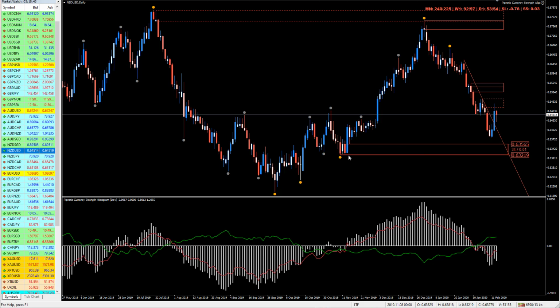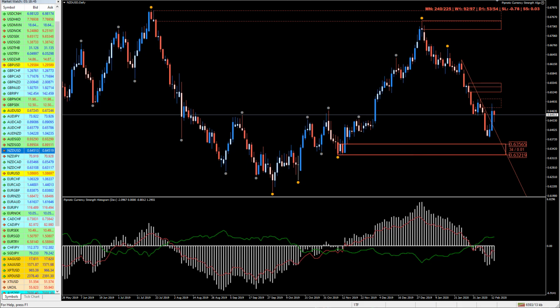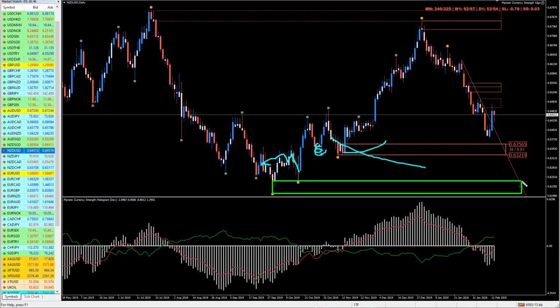Okay, and so we have this, but price has already been back to this area, and price has already been back to this area here. So this is kind of not so interesting for us. We have this as well, but price has already traded these areas here. The only area that I would consider for a buy is somewhere around here, which is a lot lower.